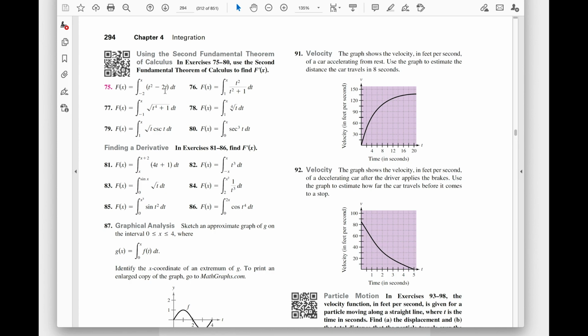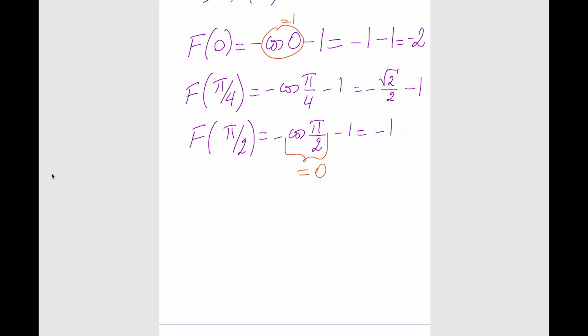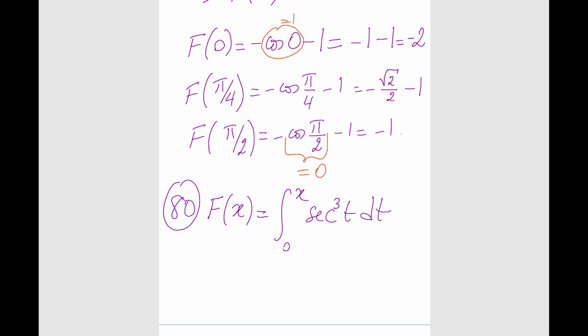Let's go to these problems between 75 through 80. The question here: use the second fundamental theorem of calculus to find the derivative of this given function. How about we do 80? So I want to differentiate this function, the integral from 0 to x of sec cubed t dt. X is the variable for the function capital F. This is on page 294, number 80. So I have F of x equals the integral from 0 to x of sec cubed t dt.